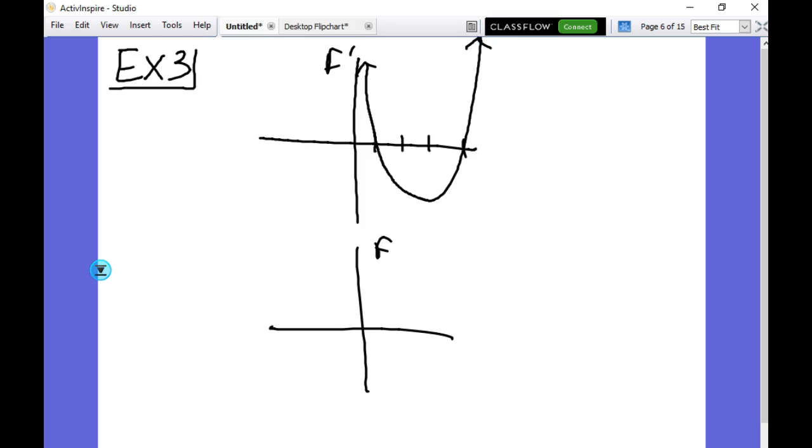So he said it's from here to here. Do you guys think that f is increasing from there to there? I disagree. I think f prime's increasing from there to there. Remember, f prime is the slope of f. f is increasing when f prime is positive. So can you guys tell me where f prime is positive?